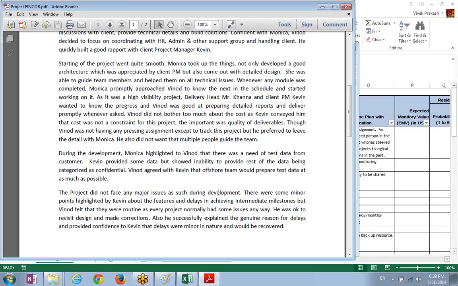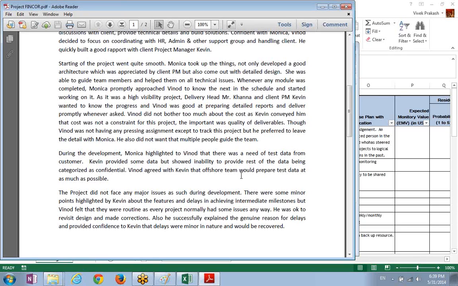Finally, at the end of the project deadline, they found that everything was off. Then he started questioning Monica to answer all these things. At that time Monica resigned, and again Vinod was helpless and found himself nowhere. So the project went very bad. This is the entire case, and this is what I understand. Yeah, I think you summarized very well.